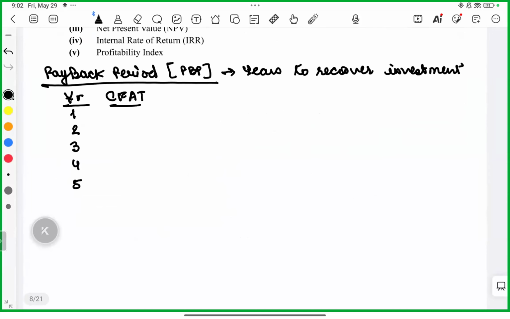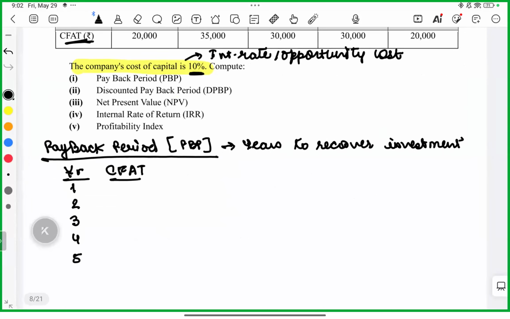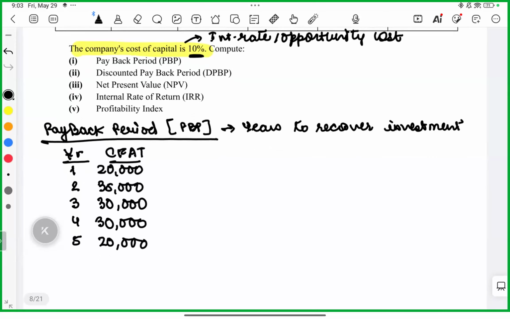CFAT is given to you in the example. It will be given to you in the example. I am just copying it from the question: 20,000, 35,000, 30,000, 30,000, and 20,000. Okay. So you see, you are getting 20,000 in year 1, 35 in year 2, and so on. Now, how to find out payback period?